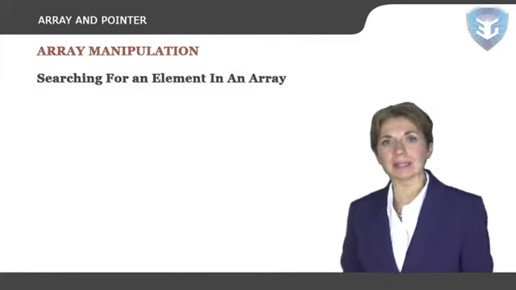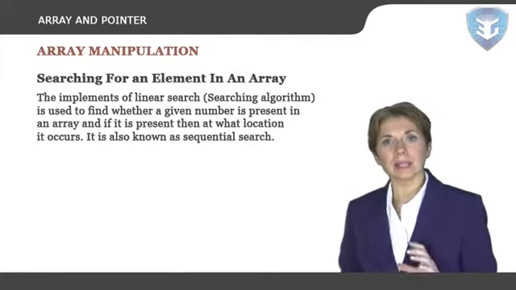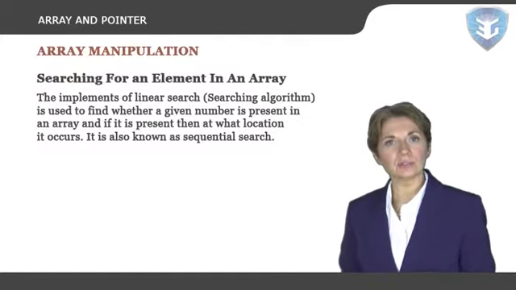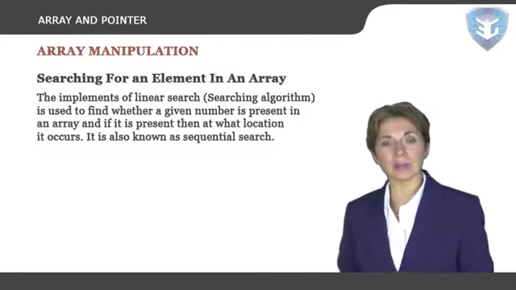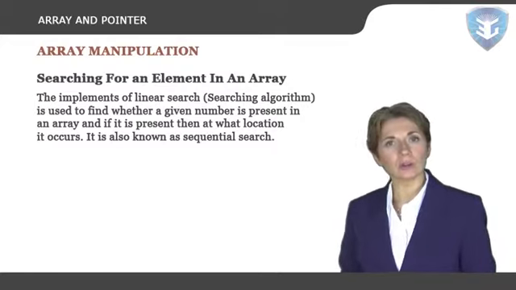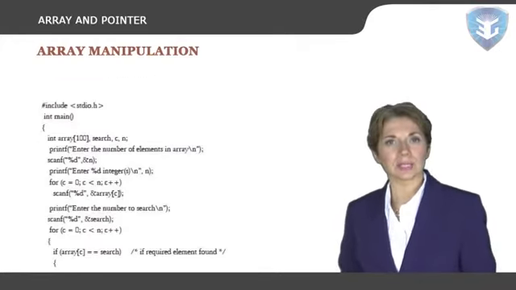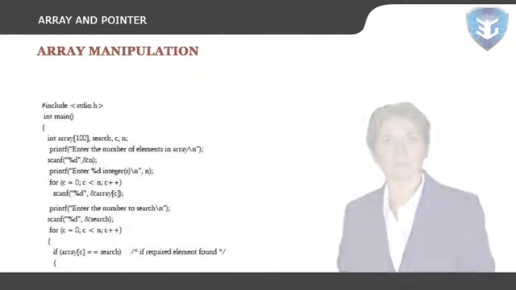Searching for an element in an array. The linear searching algorithm is used to find whether a given number is present in an array, and if it is present, then at what location it occurs. It is also known as sequential search. For a better understanding, let's look at an example.